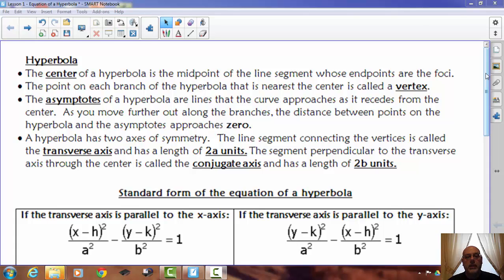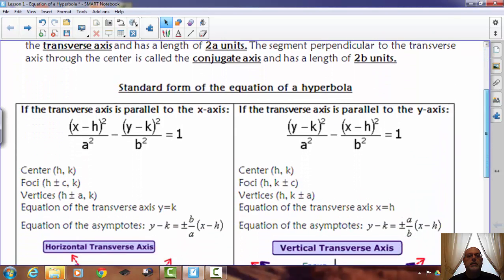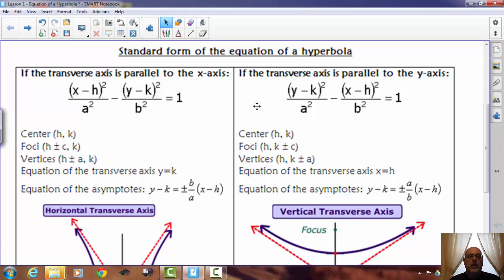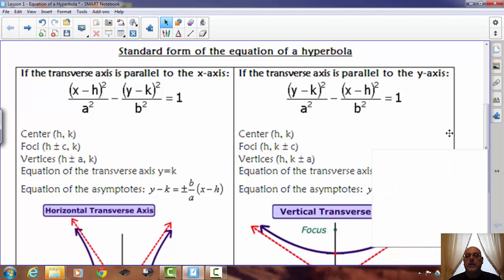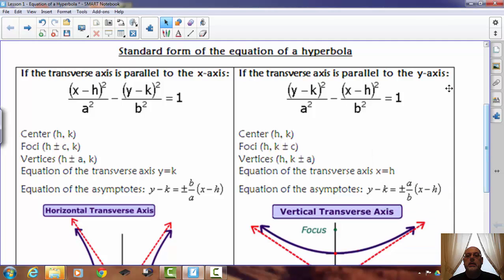Instead of going through all the vocabulary on its own, let's take a look at the standard form for the equation of a hyperbola, and we'll see how it's the same and how it's different than the ellipse and the circle. If you look at this, you have x minus h squared and y minus k squared, same as the circle and the ellipse, and the center is at h comma k. One version has the x terms first, the other has the y terms first. But the x term still has the h with it, and the y term still has the k with it. So just be careful of that as we move forward.